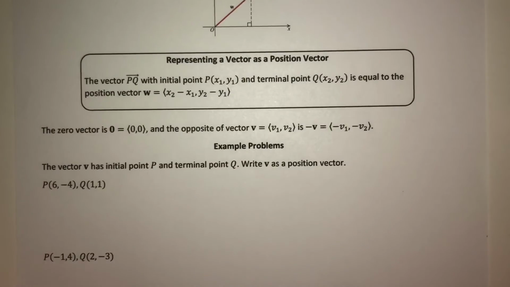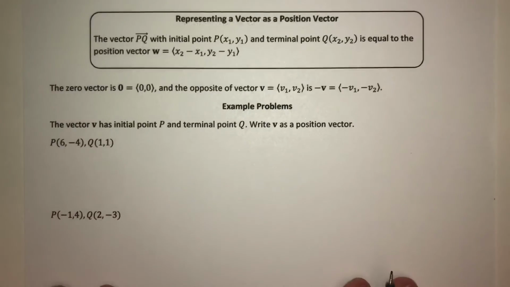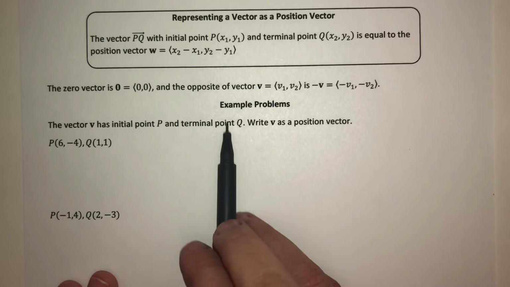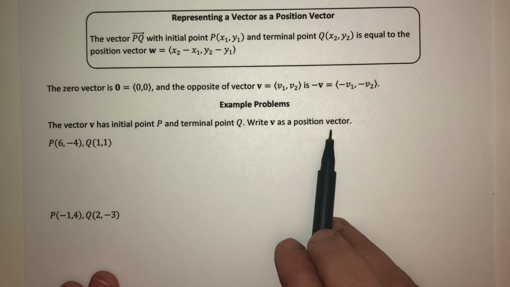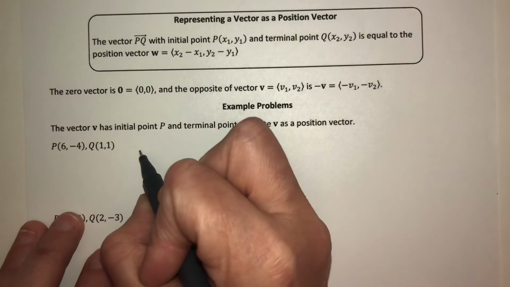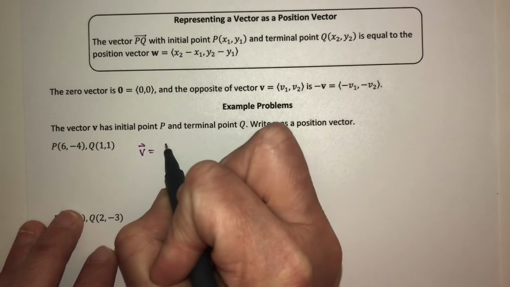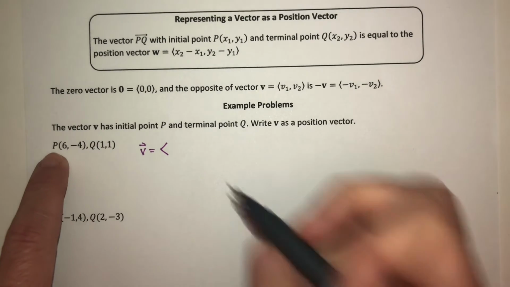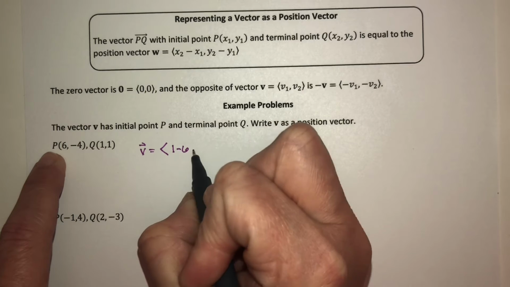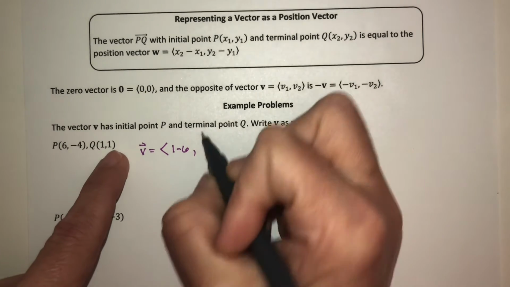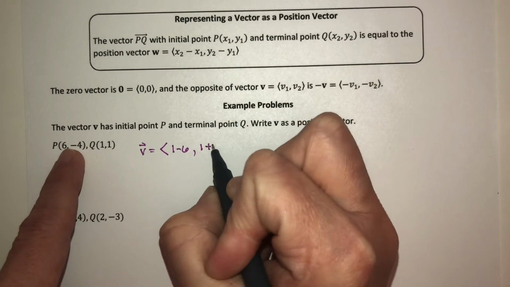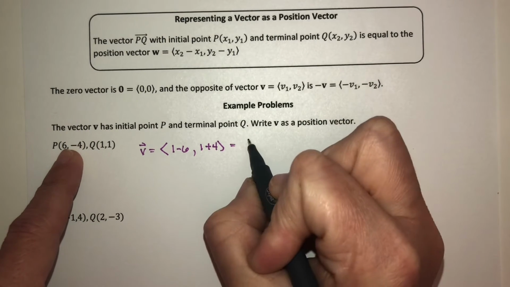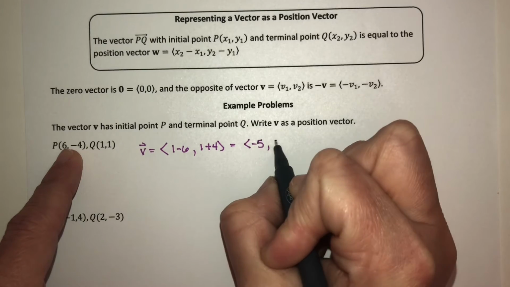All right, so let's do some calculations. The vector v has initial point P and terminal point Q. We want to write v as a position vector. So our v vector will equal terminal minus initial, so 1 minus 6, comma, 1 minus a negative 4. So this becomes the vector negative 5, 5.